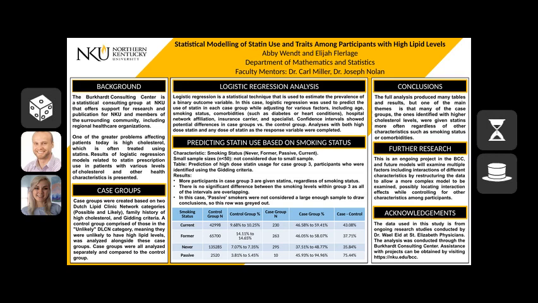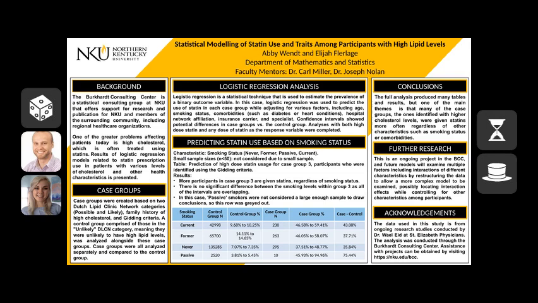One of the subgroups that we looked at, as I said before, was smoking status. Patients were either never, former, passive, or current smokers. When sample sizes were too small, less than 50, we did not consider them because they wouldn't be large enough to draw conclusions from. This table shows the prediction of high-dose statin for those who are in case group 3, which is those who are identified using the genetic criteria.